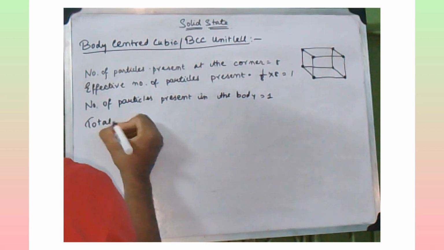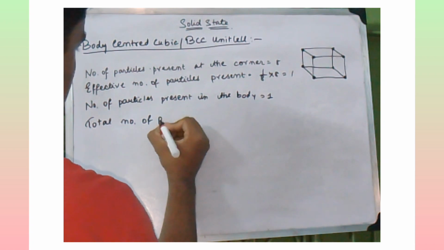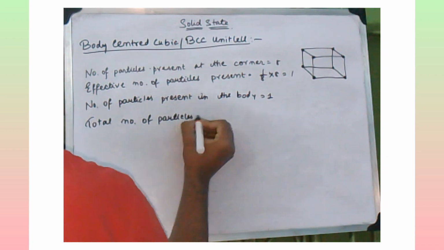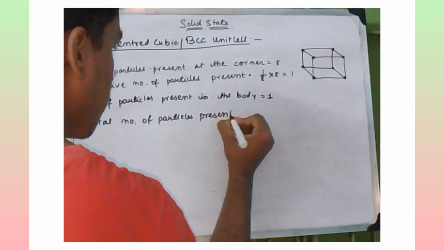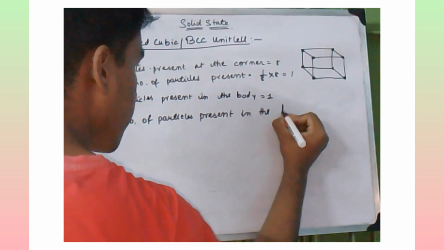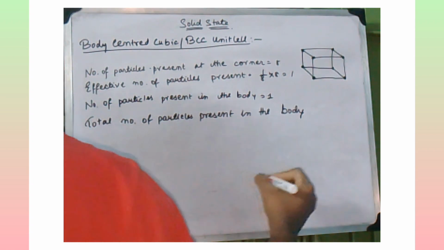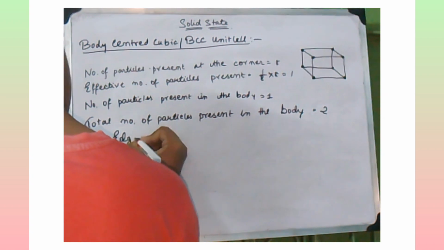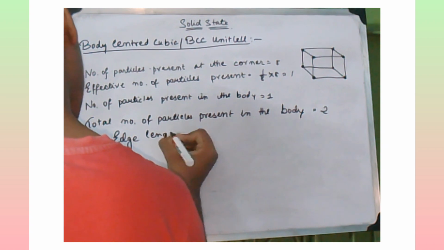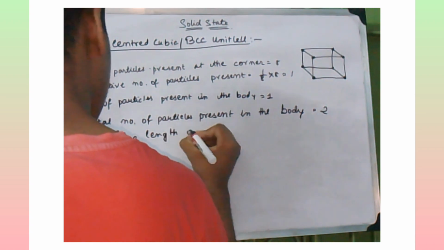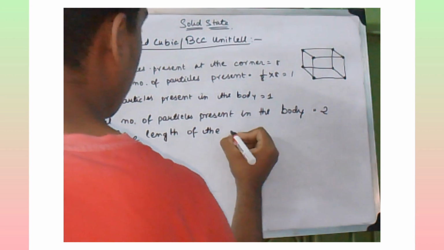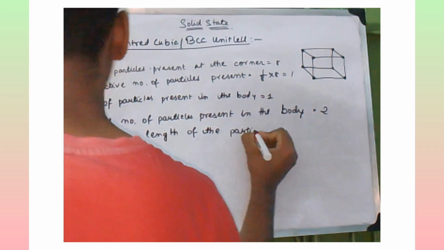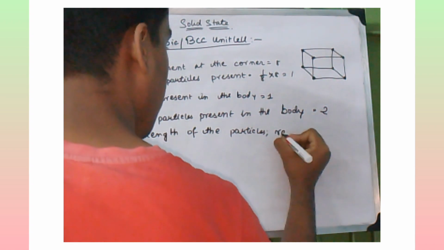And now I will request you guys to copy the formulas which I am writing on the board. This will help you in solving the numericals. We have to take a as the edge length of the particle and r as the radius of the particle.